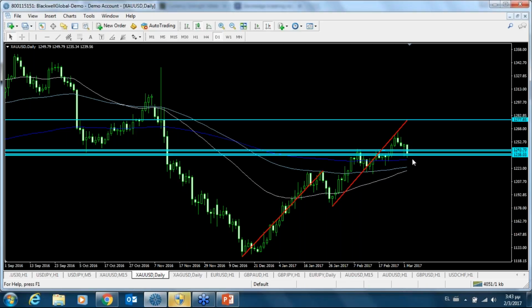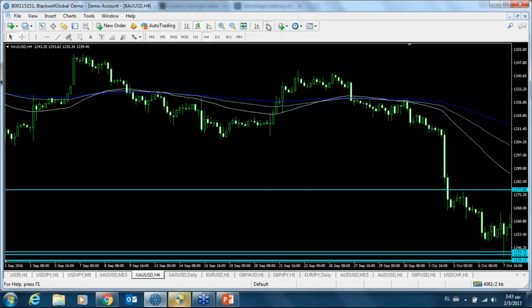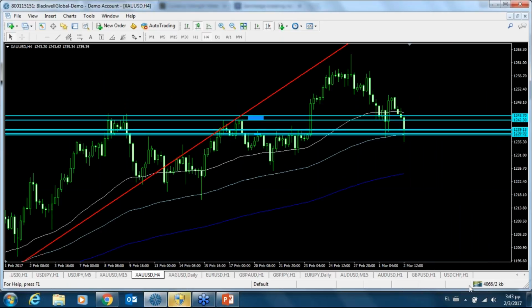Okay, so here, this is what we need to be very, very careful. And we go into the 4-hour chart, let's say, as an example, and we can see that it has actually gone through the first 50 moving average, and now it's trading in uncertain territory on the 4-hour chart.